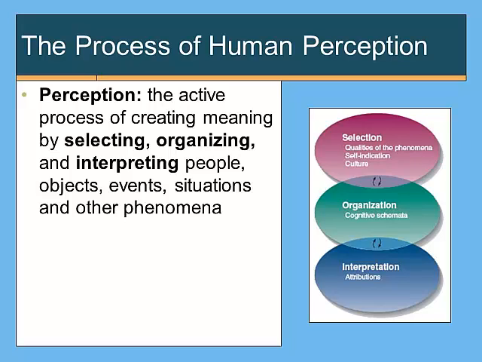So perception consists of 3 processes: selecting, organizing, and interpreting. These processes are continuous, so they blend into one another. They are also interactive, so each of them affects the other 2. Okay, so if we start with the first one, which is selection.